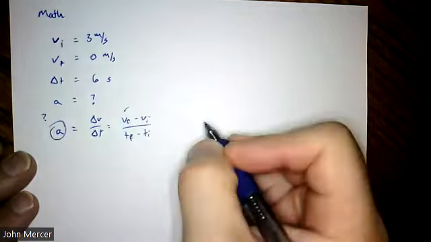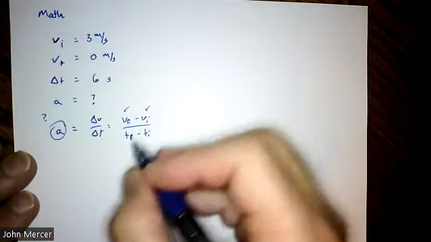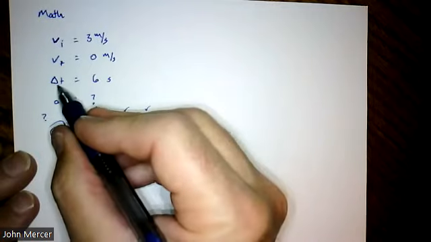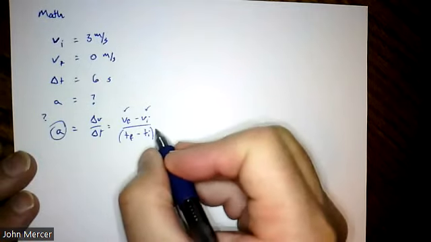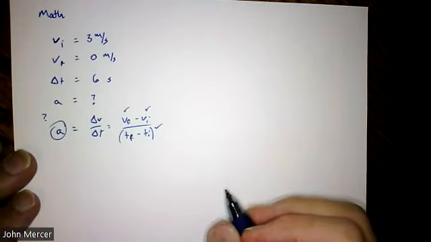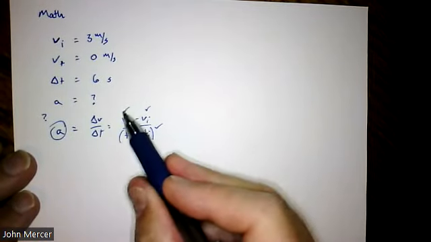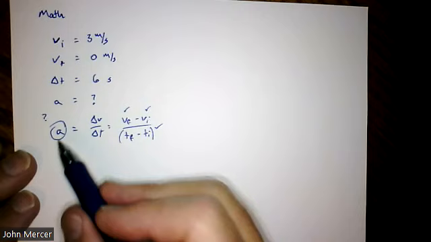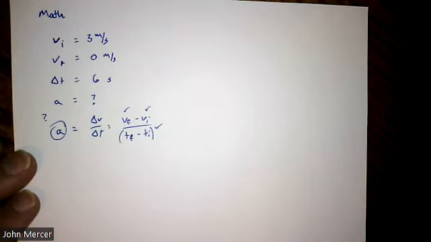I was given that. That's going to be 0. I'll put a little check mark there. Do I know VI? Yes. Do I know TF? Well, I don't know TF, but I know delta T collectively, so I can put a check mark there. I've got check marks over everything except one parameter. That means I can solve for that parameter.